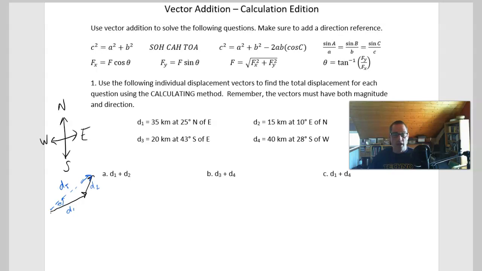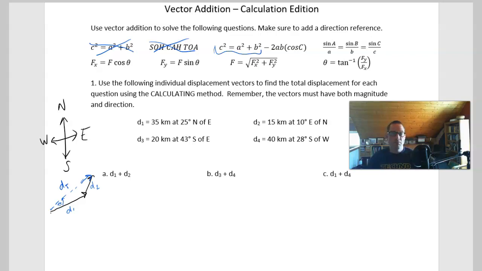So let's go ahead and add these together. Now you'll notice something here. This is not a right angle triangle, so we cannot use this. We cannot use this. Those are just for right angle triangles. We still can use the cosine law, and we can still use the sine law. So let's first take a look at the cosine law, and you'll notice that this initial part of it here is exactly the same as the Pythagorean theorem.